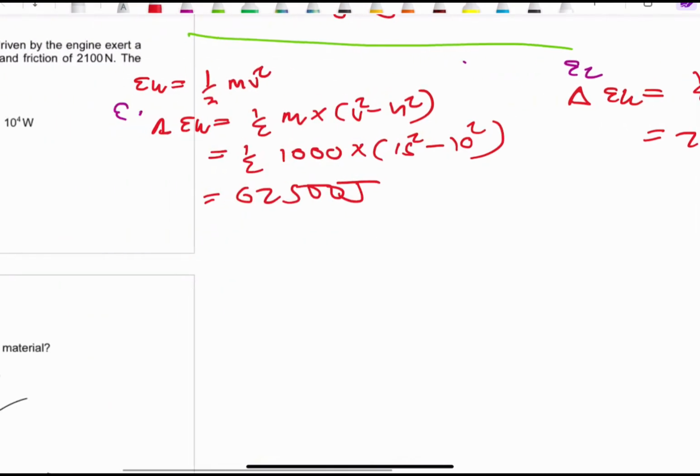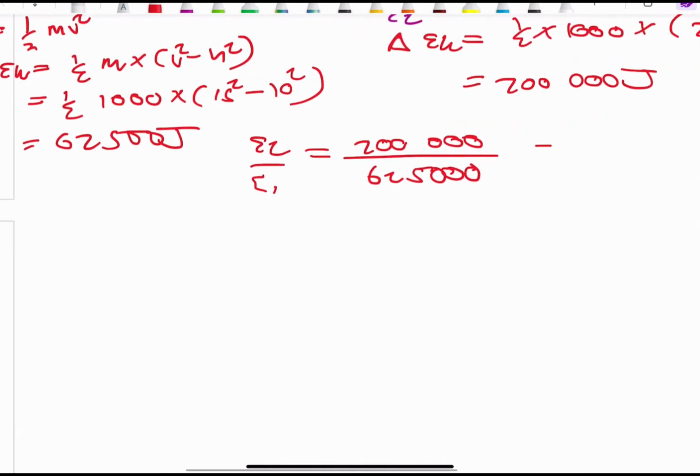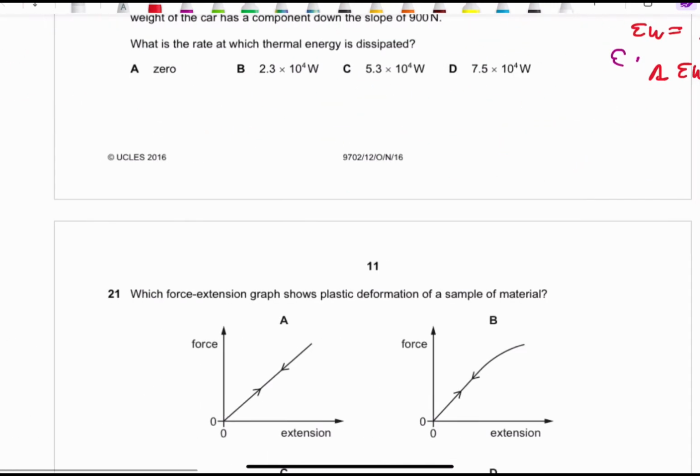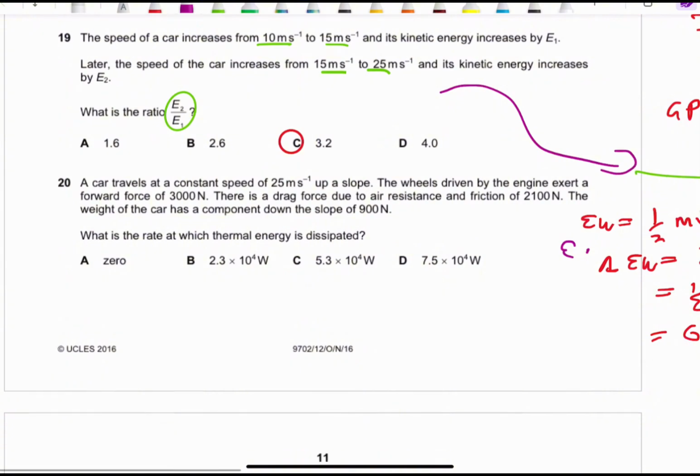How do I find the ratio? Pretty simple. The ratio will just be E2 over E1, which is 200,000 divided by 62,500. And that's going to give you an answer of 3.2, which is going to be C. Very important, right? Moving on to question 20.